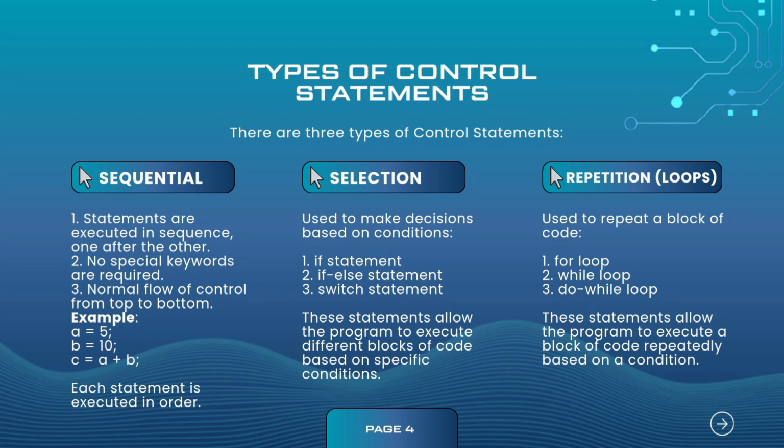Repetition loops control statement used to repeat a block of code: for loop, while loop, do while loop. These statements allow the program to execute a block of code repeatedly based on the condition.